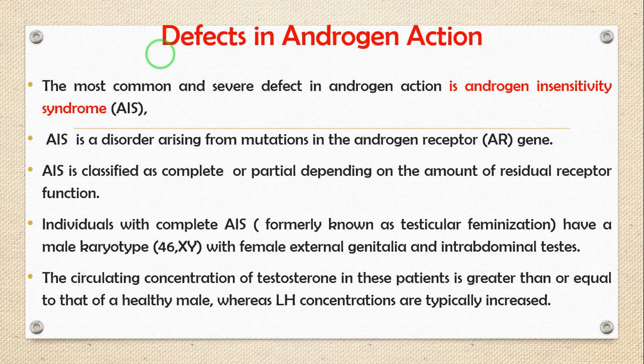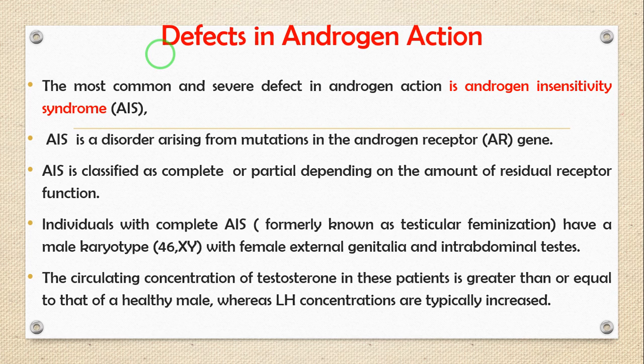The other name is androgen insensitivity. The complete insensitivity to androgen was previously called testicular feminization. The genetic sex of this patient is male, in which he has a male karyotype, but the external genitalia are female. This is complete androgen insensitivity. And even though he has testes, they are found inside the abdomen.